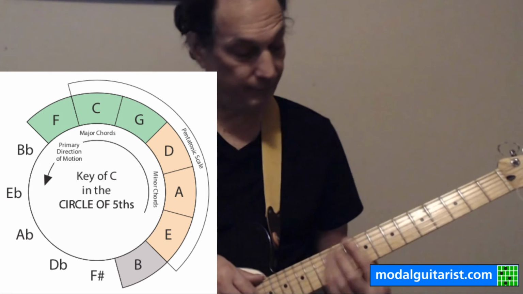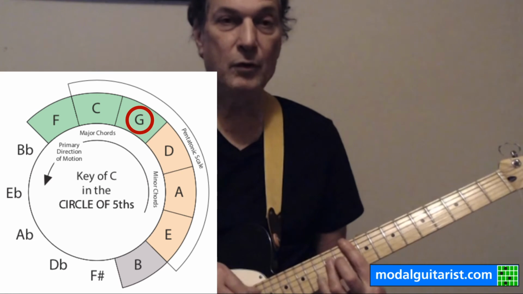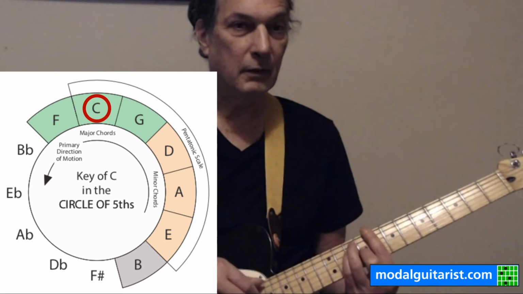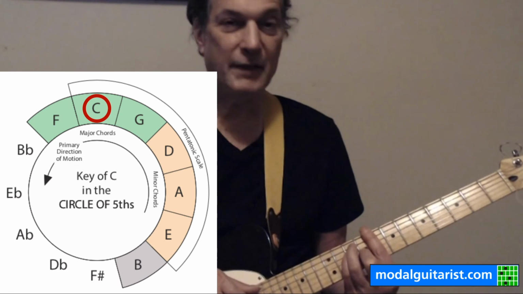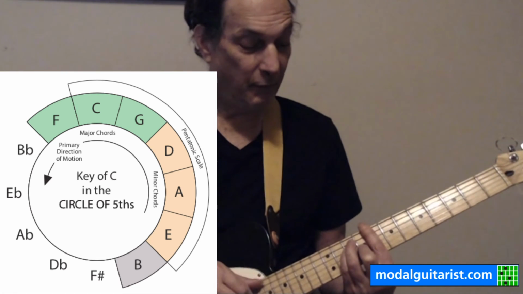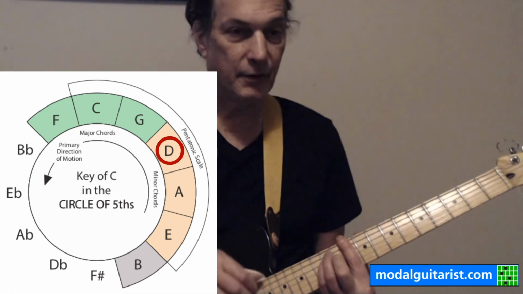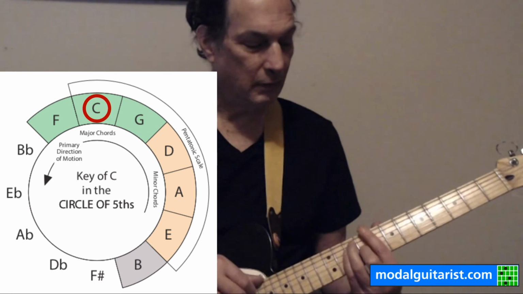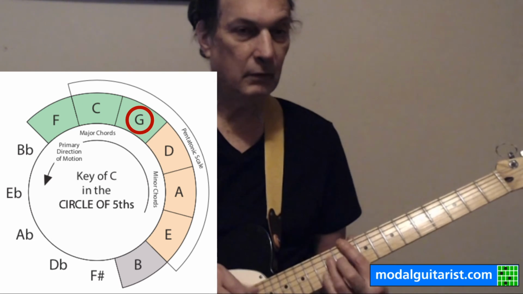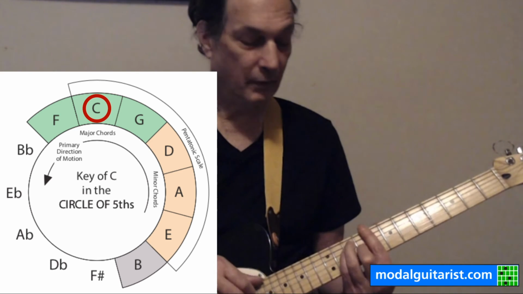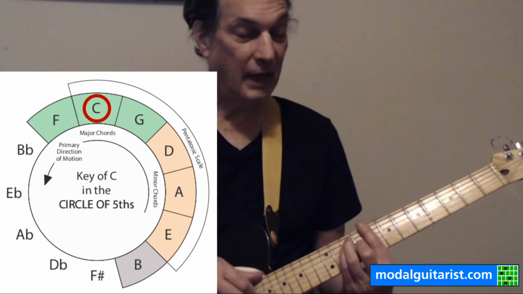Now, within that, we have our 2, 5, 1, 2, 5, 1, the basis of a ton of songs. If we went one further and we go from 6, 2, 5, 1. How's that sound? Again, a ton of songs that came out of the 50s.